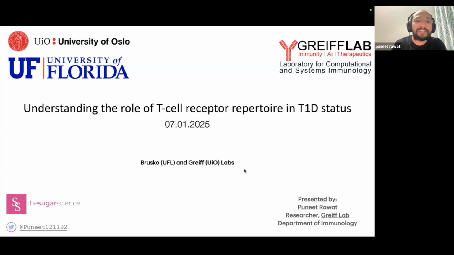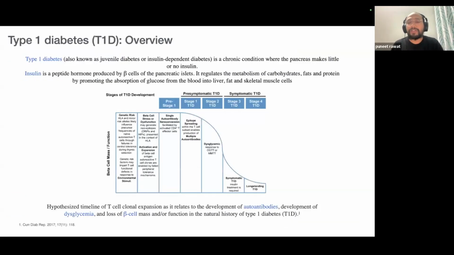So the topic is understanding the role of T cell receptor in the type 1 diabetes status. It was a very big ask for us to do this project, where we are trying to figure out the T1D markers in the PBMCs.